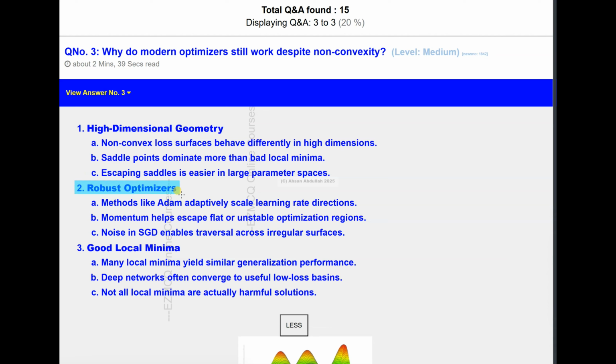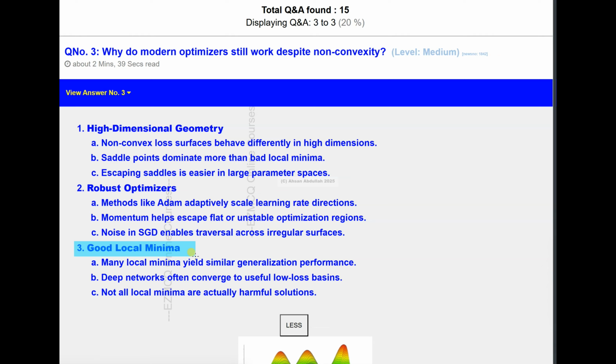Then there is the robustness of the optimizers. Modern algorithms are built to handle gradient noise, curvature, and saddle points. These adaptive features of the modern algorithms help navigate complex loss surfaces like the ones in front of you, surfaces where the basic optimizers struggle. That's another reason.